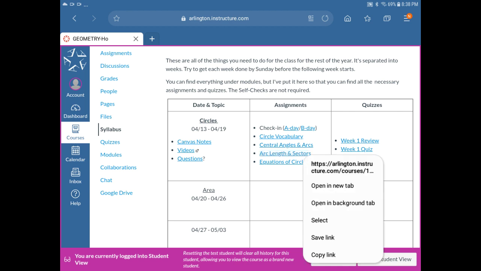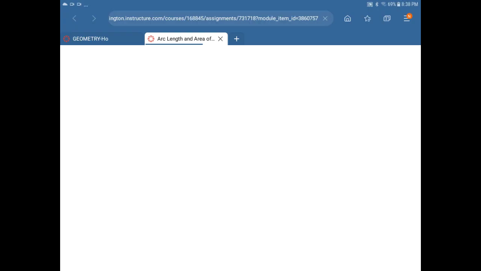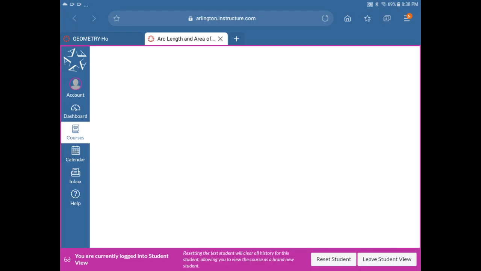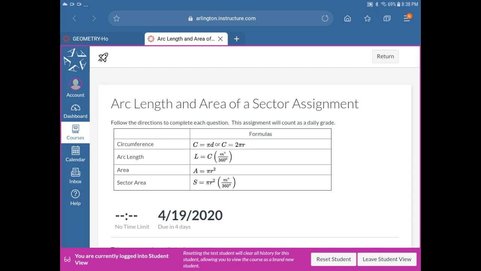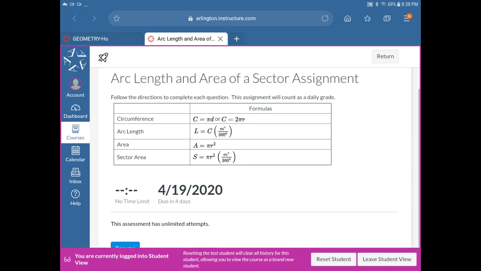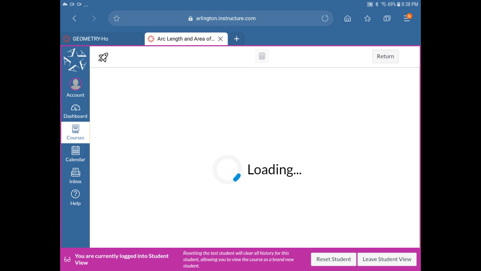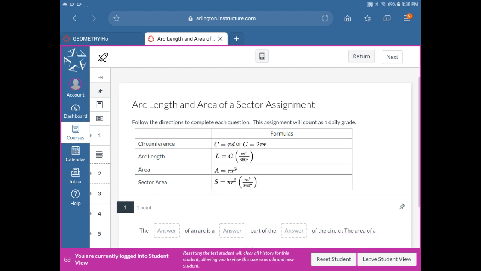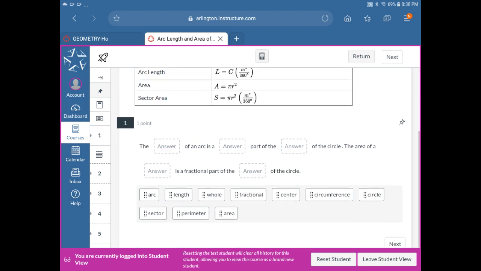Arc length and sectors. These also go with the other videos, so if you're not sure how to do some of these things, you can refer back to the videos that are also on this YouTube channel. Here are your formulas. I would suggest writing those down. No, they're right there, never mind. You can look up this sentence.